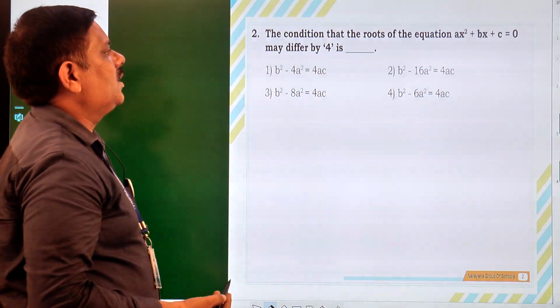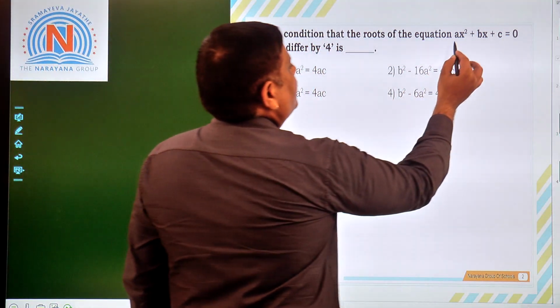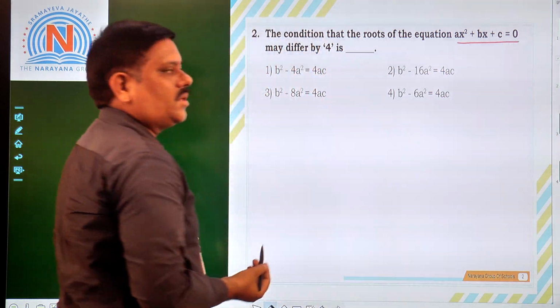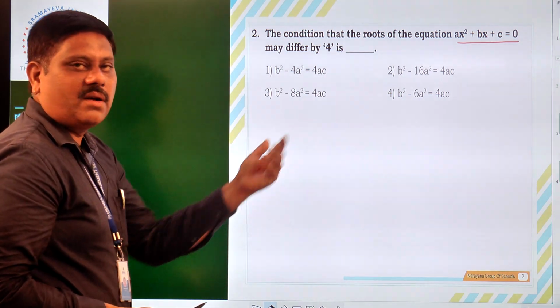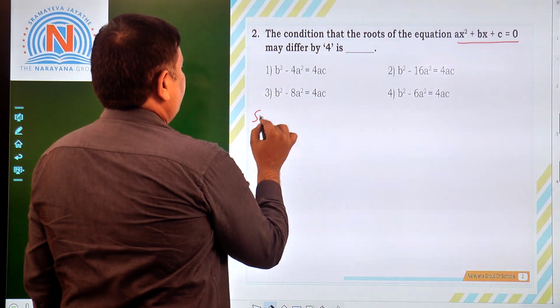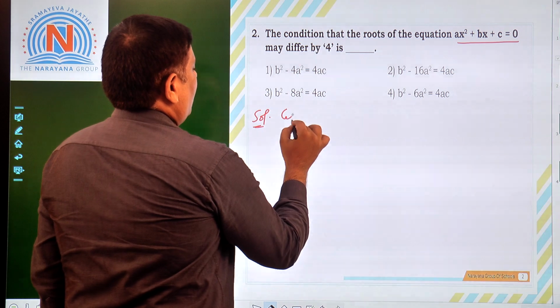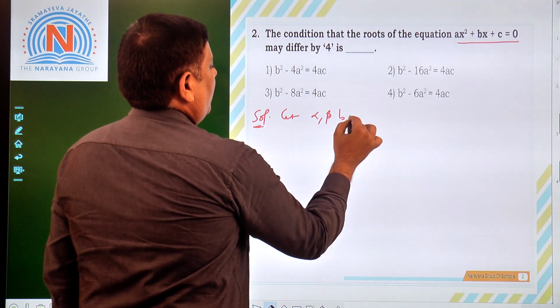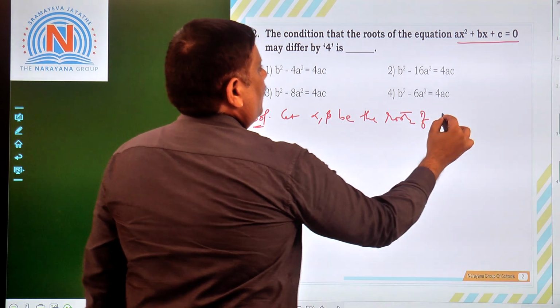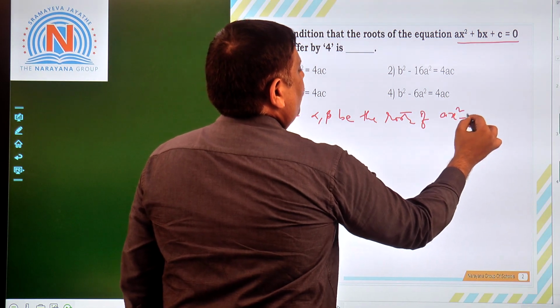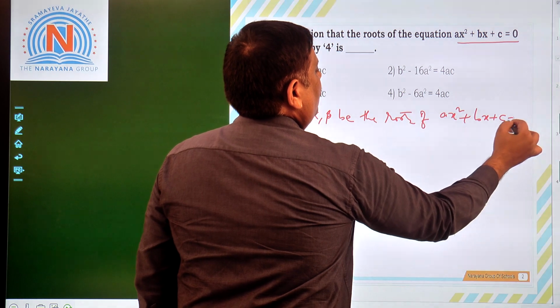The condition that the roots of the equation ax square plus bx plus c is equal to 0, that is the quadratic equation given to us, may differ by 4. The roots may differ by 4. Okay, we'll start it. Let alpha, beta be the roots of ax square plus bx plus c is equal to 0.